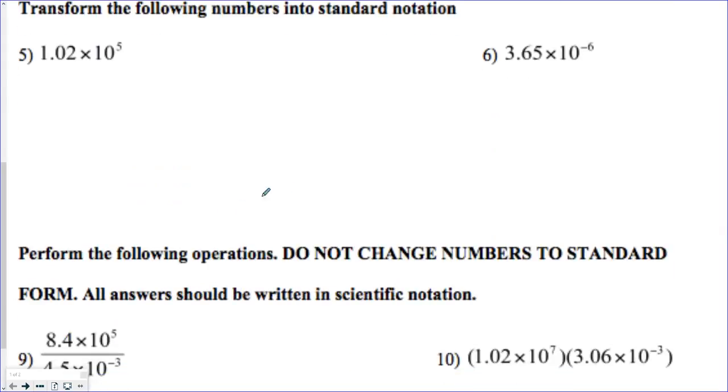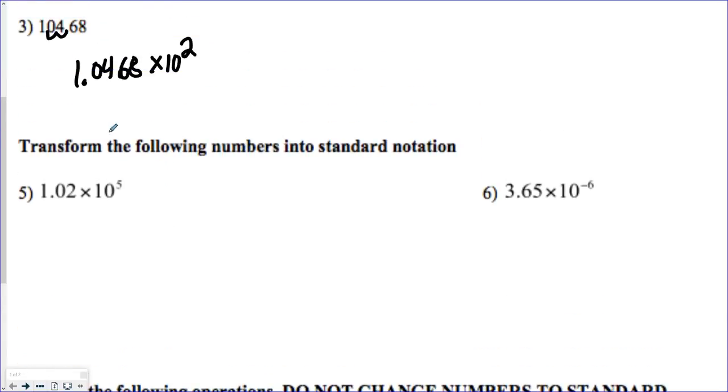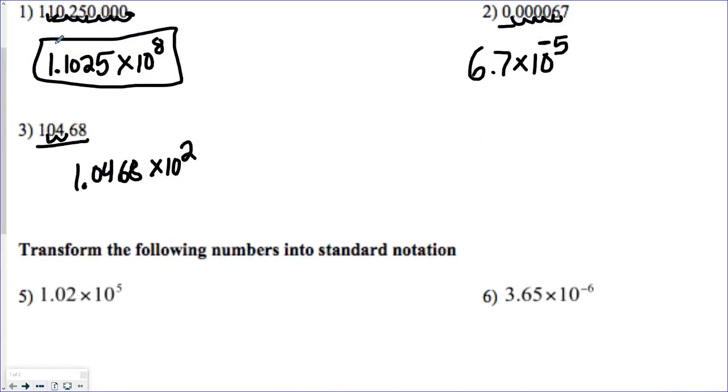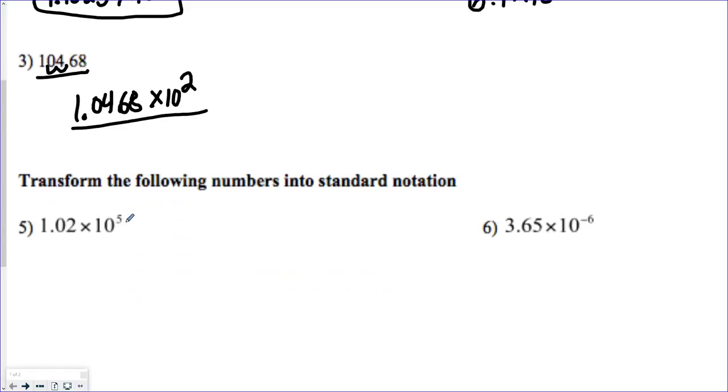The other 2 questions are about going in reverse. So for number 5, we want to go from scientific notation to standard. Remember, this type of number, this one, and this one, those are all standard numbers, and then scientific is when it's in this form here. So what this says here is you start with 1.02, and this says 5 jumps.